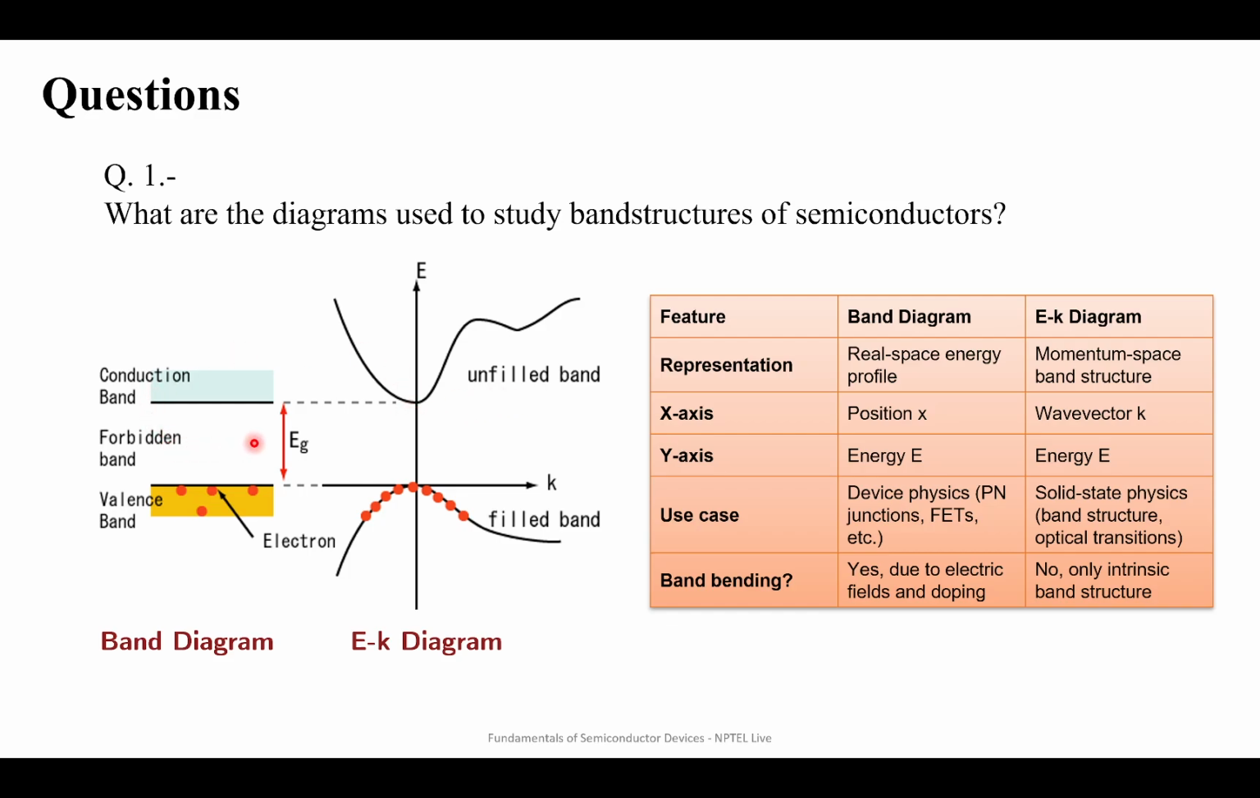But when we want to study the semiconductor as a whole, we come to band diagrams, and there we do our device physics, like if we want to study PN junctions or FETs. Here we study the macroscopic changes like the doping effects or electric field effects. So that is the basic difference between these two diagrams. Now we will focus on the band diagrams and how the band diagram gets changed by different things.